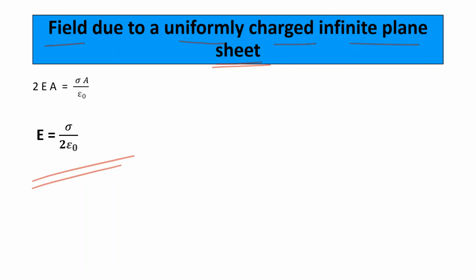For an infinite plane sheet, we will use the letter sigma, which is the surface charge density. Whereas in the previous case, when we learned for an infinitely long straight wire or a straight conductor, we use the notation lambda, which is the linear charge density.